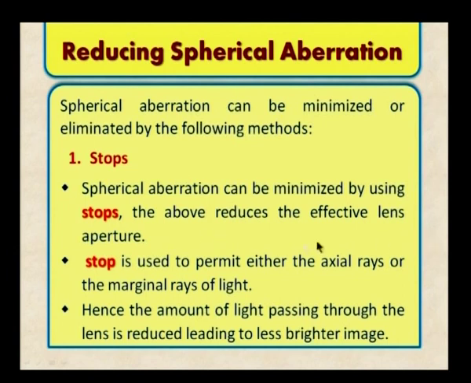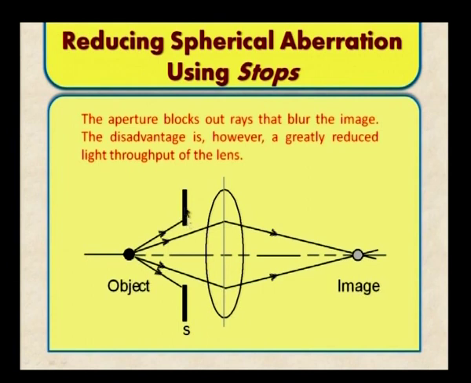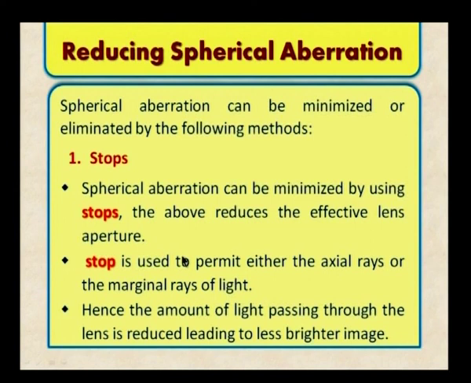The above reduces the effective lens aperture. The stop is used to permit either the axial rays, the paraxial rays, or the marginal rays of light. In this picture, which one is stopped? Using stops, you are cutting the marginal light rays. You can also place the stops here to cut the paraxial rays, allowing only the marginal rays. That is what I am showing here. So, the stop is used either to permit the paraxial rays or the marginal rays.